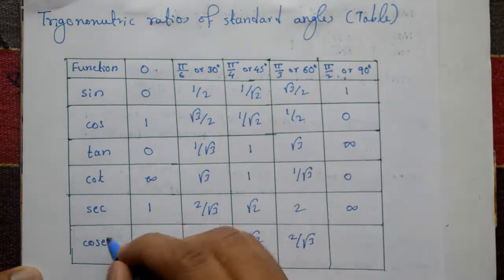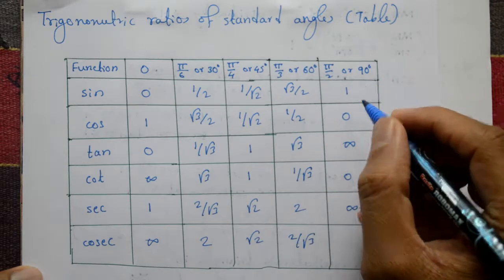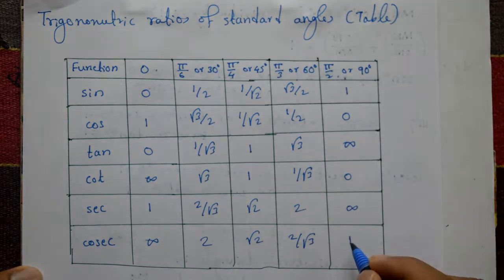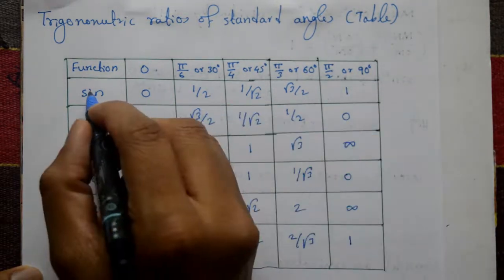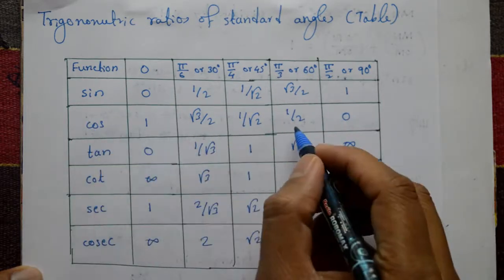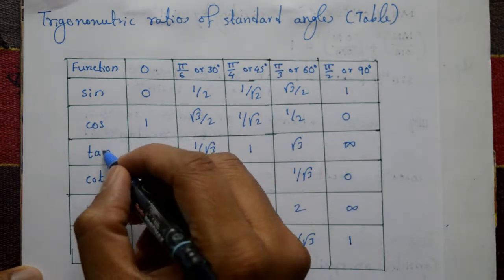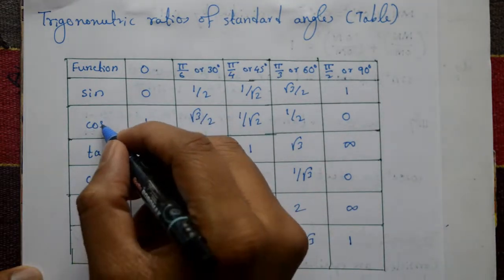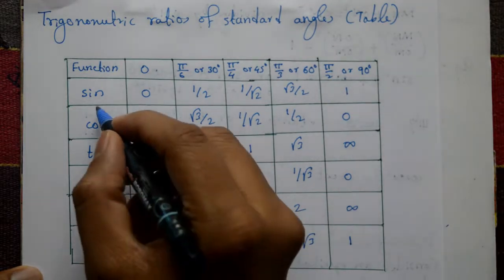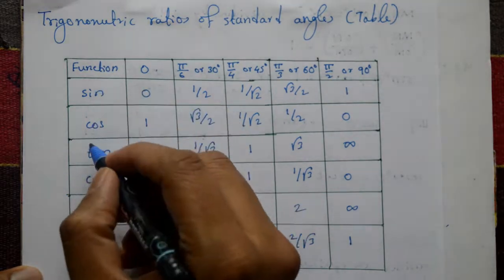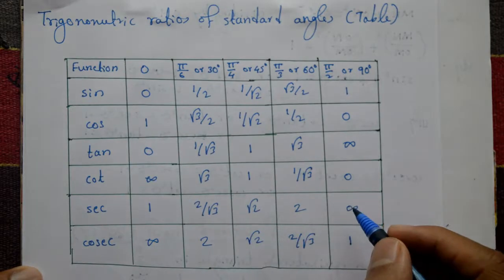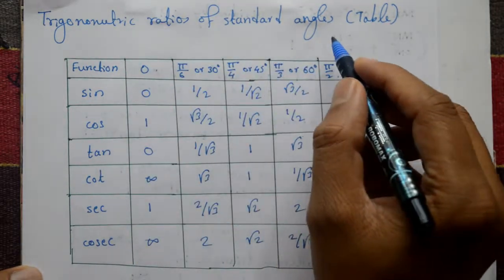Cosec 90 degree is 1 upon sine. 1 upon 1 only, 1 only. Only remember sine and cosine. The rest: tan means sine by cos. Cot means cos by sine. Secant means 1 by cos. Cosec means 1 by sine. This is easy to remember. This is the trigonometric ratios of standard angles table.